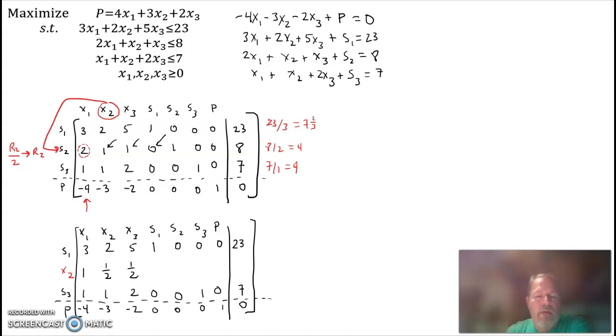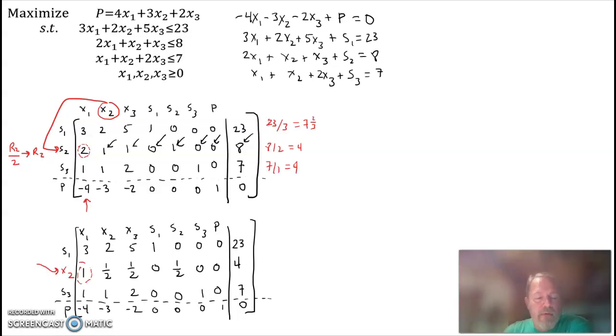0 divided by 2 is 0. 1 divided by 2 is 1/2. 0 divided by 2 is 0. 0 divided by 2 is 0. And 8 divided by 2 is 4. Now, I'm still pivoting off this number. And also notice I replaced S2 with X2. I'm pivoting off this number.